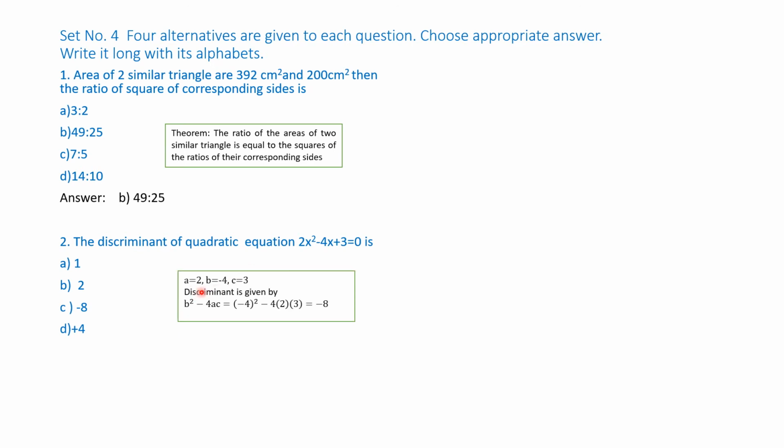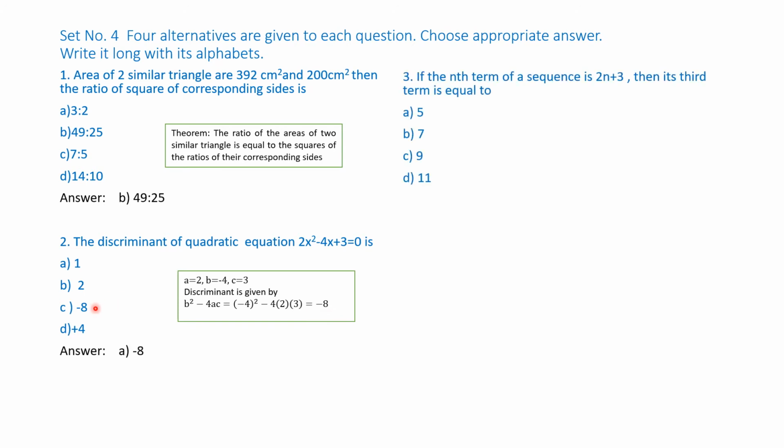Here A is equal to 2, B is equal to minus 4, C is equal to 3. Discriminant is given by B square minus 4AC, that is equal to minus 4 whole square minus 4 into 2 into 3, that is equal to minus 8. Answer is minus 8.